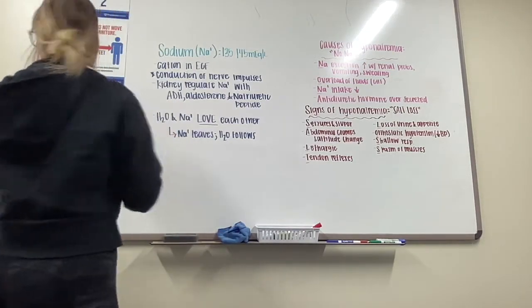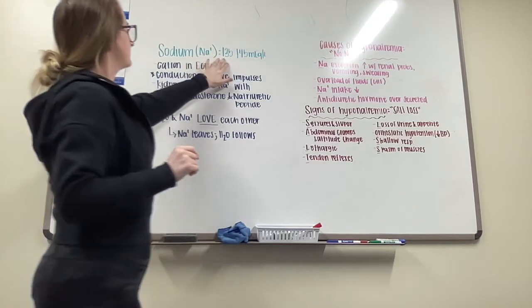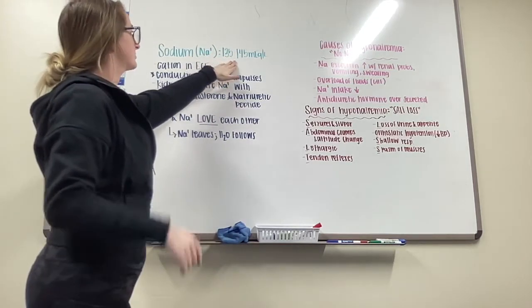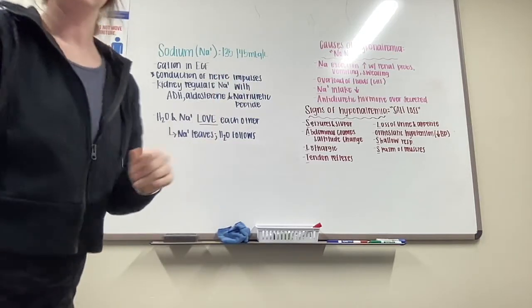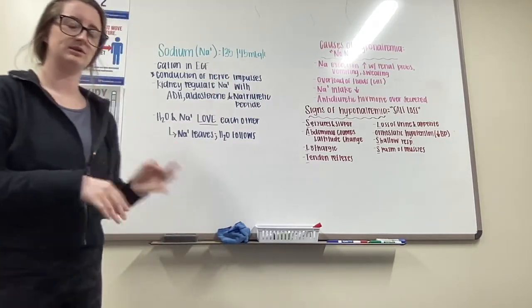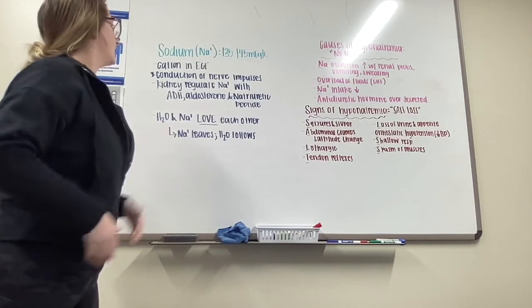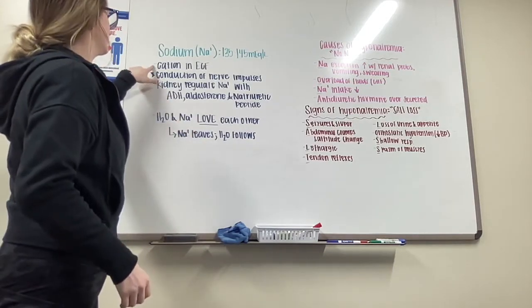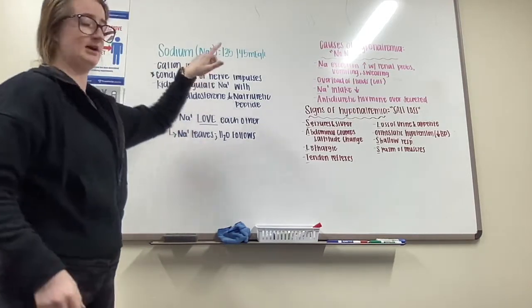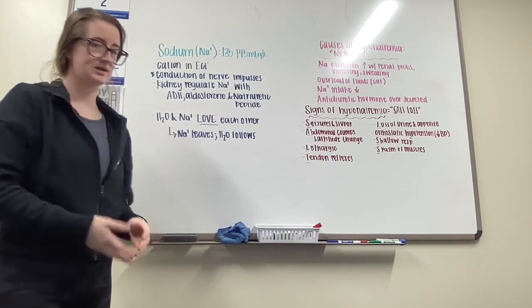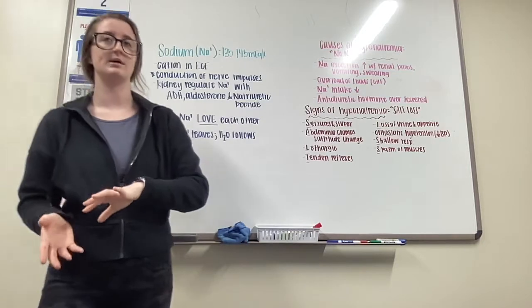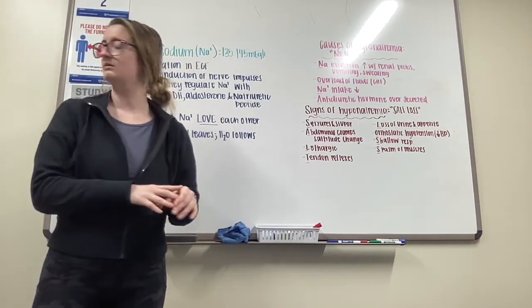Sodium, which is Na. The normal range is 135 to 145 milliequivalents per deciliter. So kind of like potassium, it's got the milliequivalent per deciliter. It is a cation in the extracellular fluid. Cation means positively charged, whereas potassium was inside of the cell.